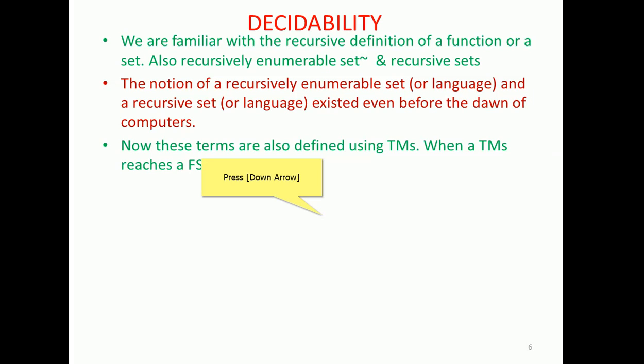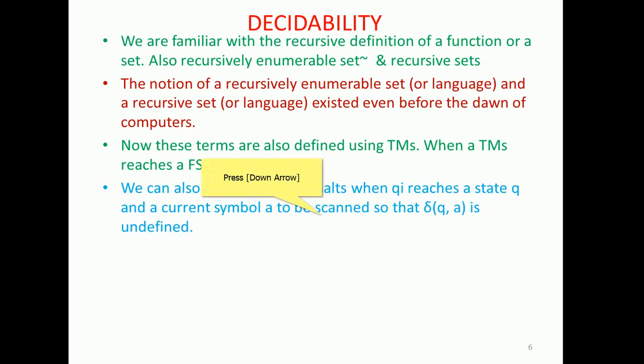So it is accepted or rejected. It reaches the pinnacle. It declares the result, whether accept or reject. So that is a final state. We can also call it a halt. We can also say that the Turing machine model halts when Qi reaches the state Q, right?